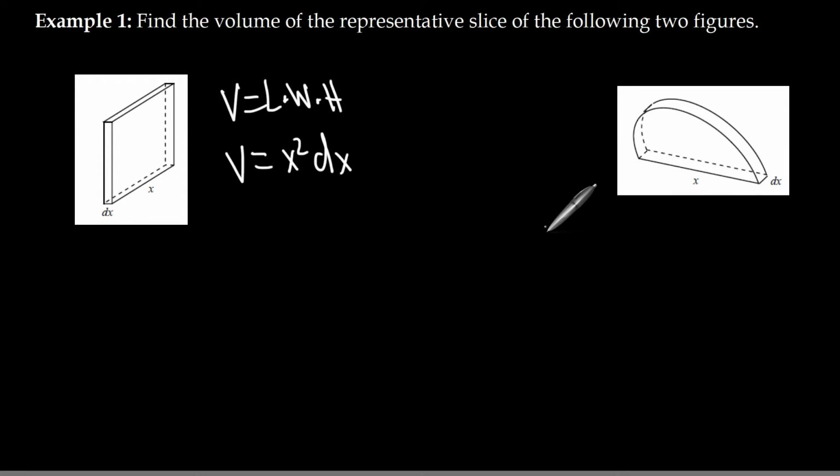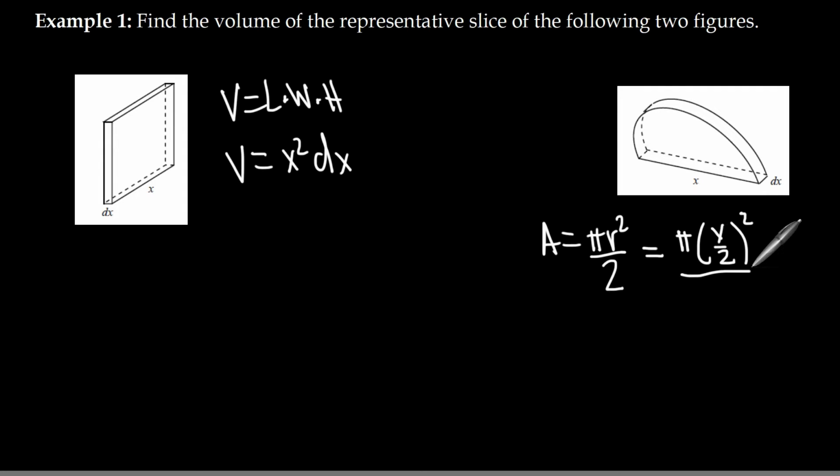semicircle. So the area of a semicircle is pi r squared divided by 2. Now here's the confusing part. X represents the diameter of this circle. We're not interested in the diameter, we're interested in the radius. So you need to take whatever this length x is, which is the diameter, and divide it by 2 to get the radius. Then you need to square it because that's part of the formula. Then divide it by 2 because it's a semicircle.